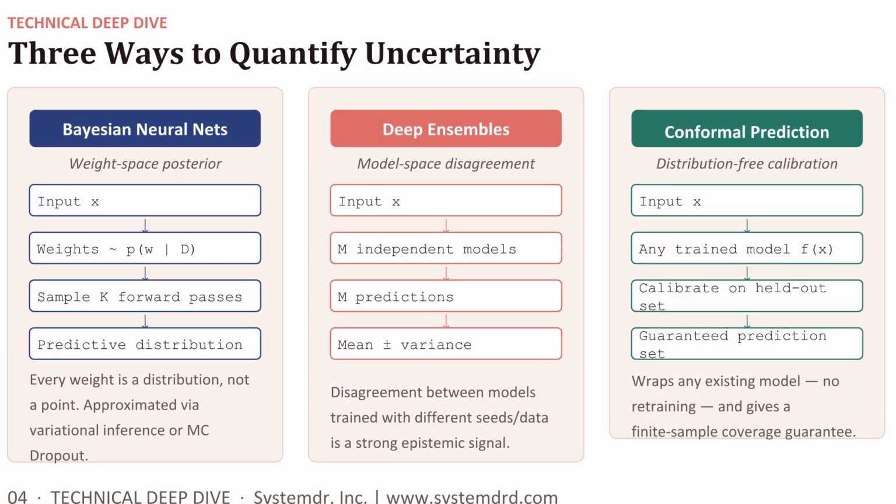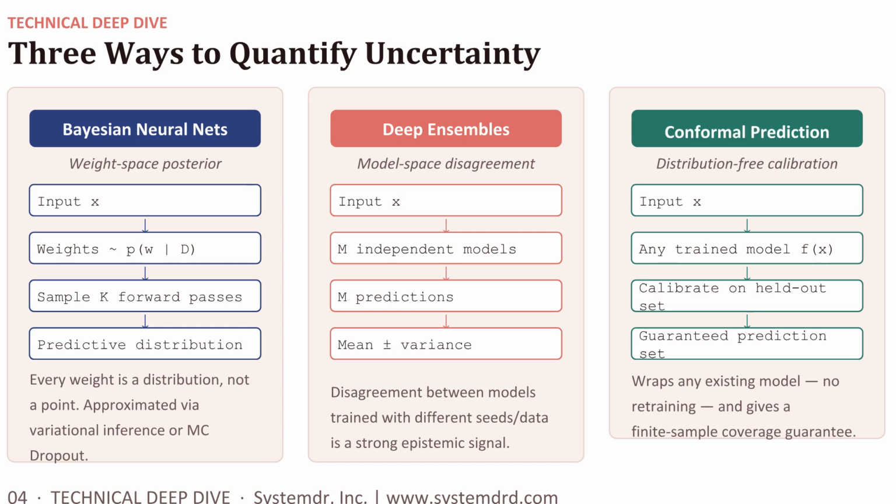There are 3 production-relevant ways to estimate epistemic uncertainty at inference time. First, Bayesian neural networks. Instead of treating every weight as a fixed number, you treat it as a probability distribution. Exact posterior inference is intractable for modern architectures, so in practice, teams use variational approximations, or the cheaper trick of Monte Carlo Dropout, repurposing dropout at inference time as an approximate posterior sample. You run several stochastic forward passes and look at the spread of the outputs.